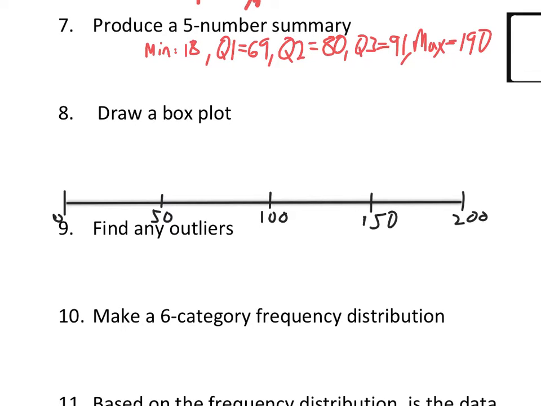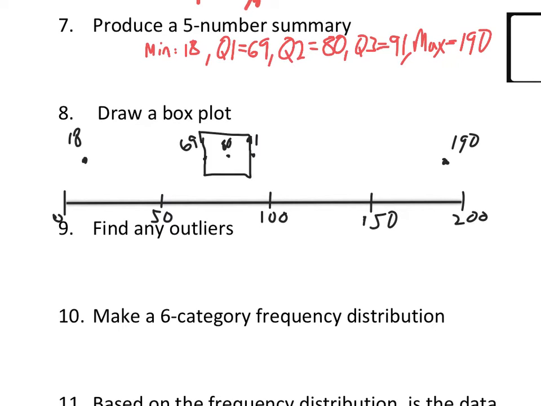Now we could get this from our calculator, but it's probably just as easy to get a reasonable graph like this. We've got 18 about here, and maybe we'll label those important points. 69 is somewhere right about here. And then 80 is about here. And 91 is about here. And then 190 is all the way out here. We'll just label those since we're doing this by hand.